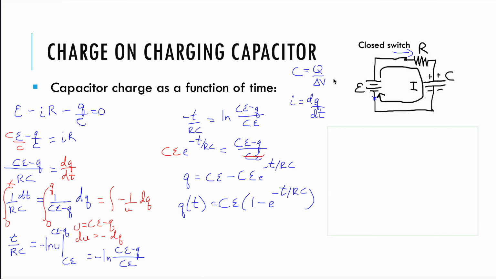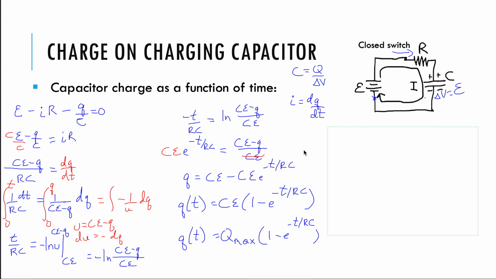Now, what is CE? We know that a capacitance times a voltage is a charge. And we know that when the voltage is E, that means that we have our maximum charge on here. So we can rewrite this using the fact that CE is the maximum charge, as we saw earlier. So we have our expression for the charge as a function of time.